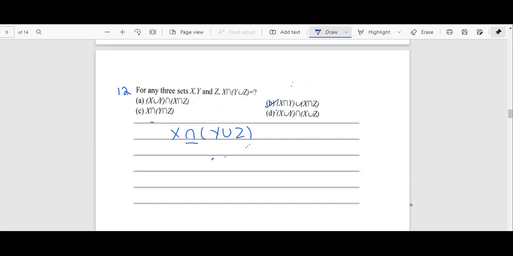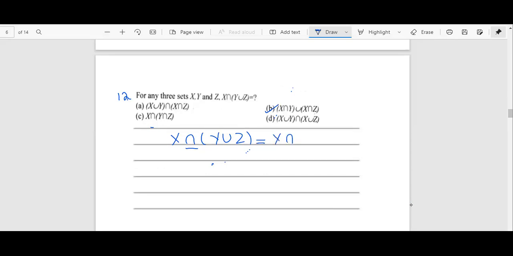Why? Because here we clearly have X intersection Y union Z, right? So whatever elements are common in X and Y, and then their union with the elements which are common in X and Z, would basically be this. So we are going to have X intersection Y, then this union sign, and then X intersection Z. This is how we can rewrite this set. It is mathematically correct.